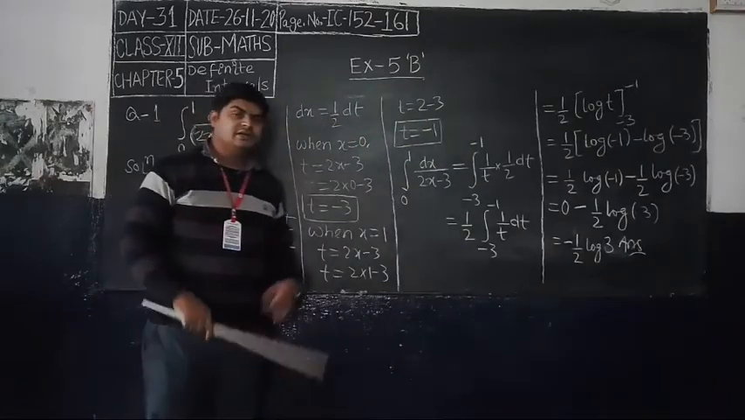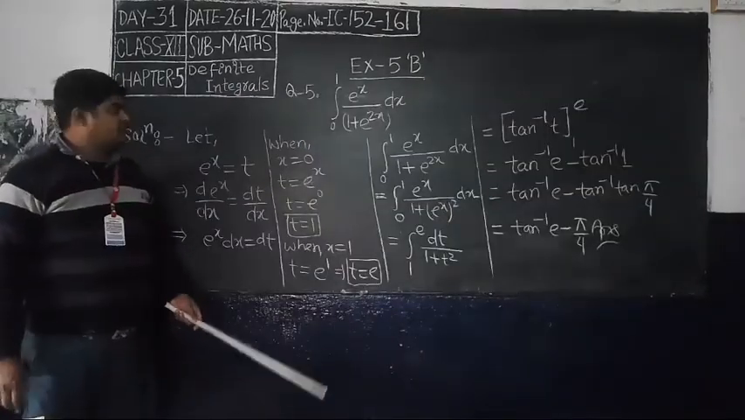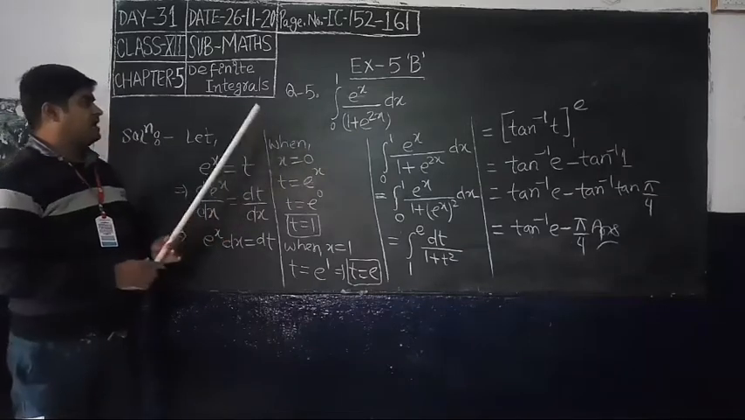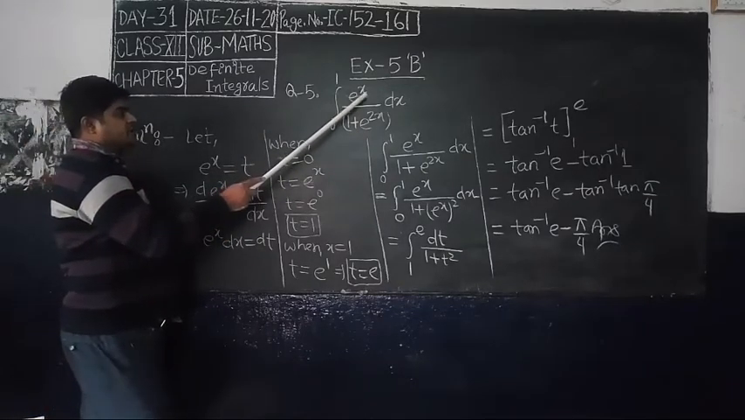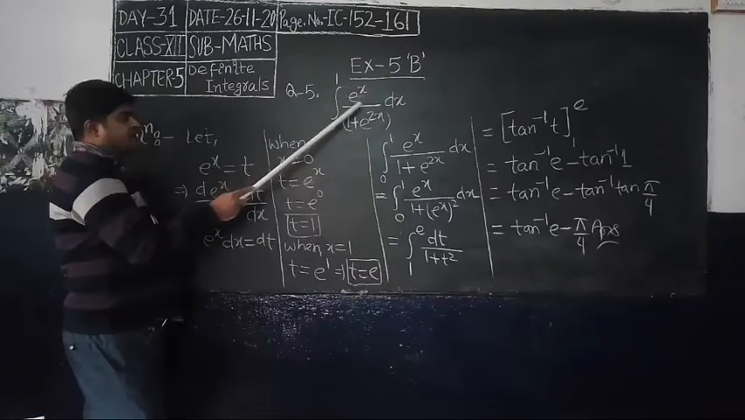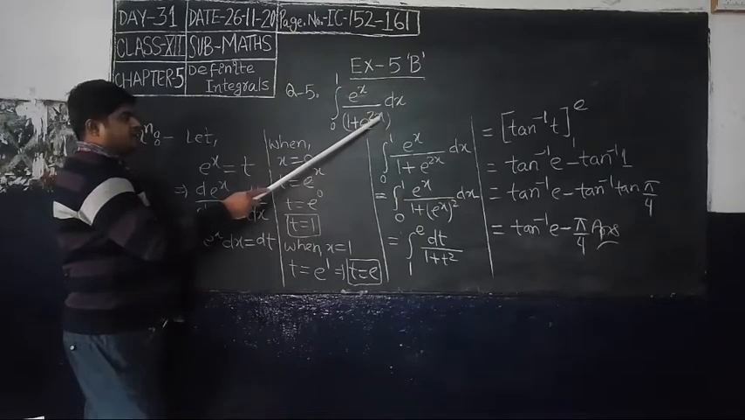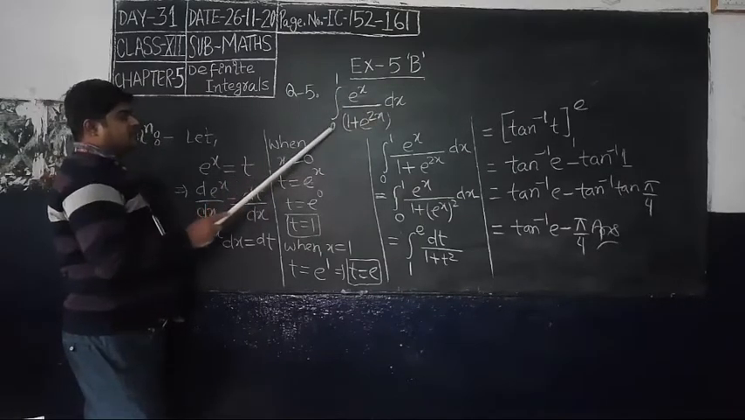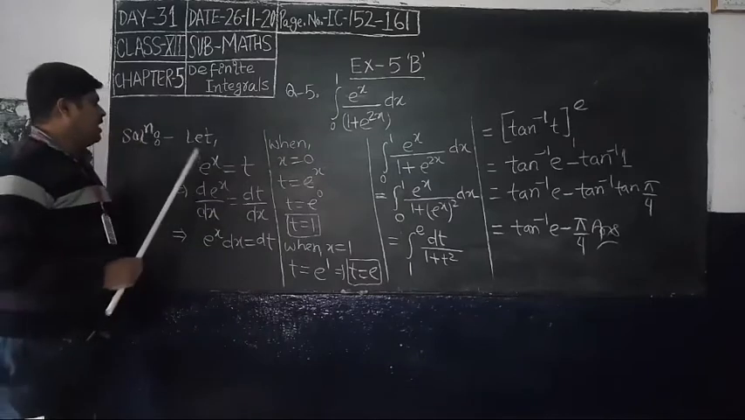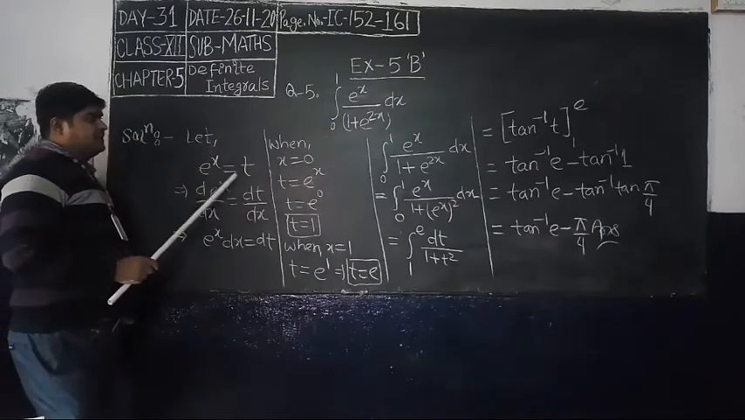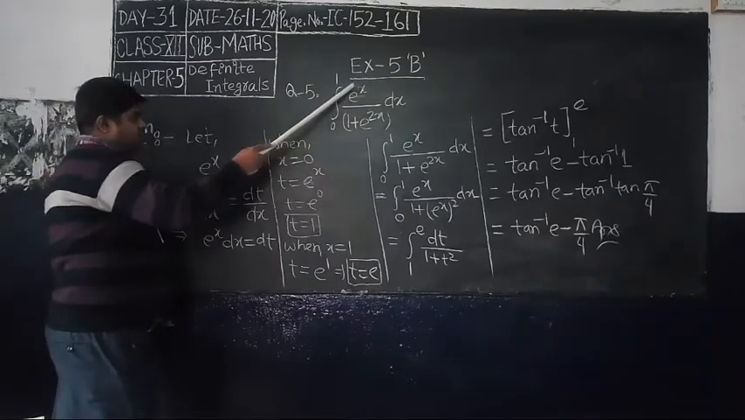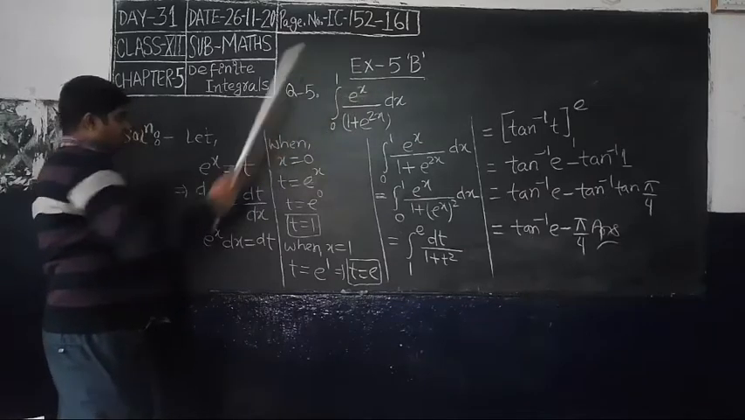Now let us see the next question. Now students, see question 5. You have to find the integration of the function e to the power x by 1 plus e to the power 2x dx with limit 0 to 1. Suppose here e to the power x is equal to t.